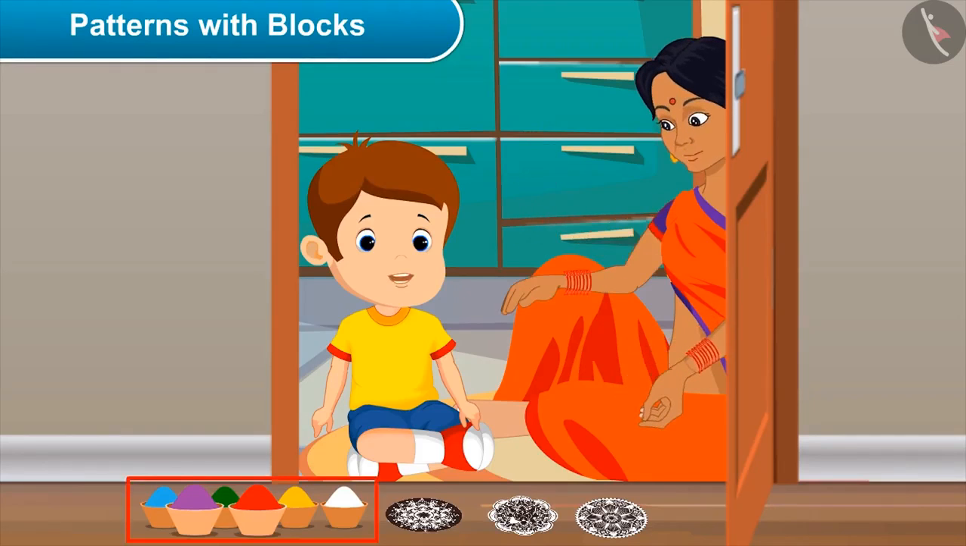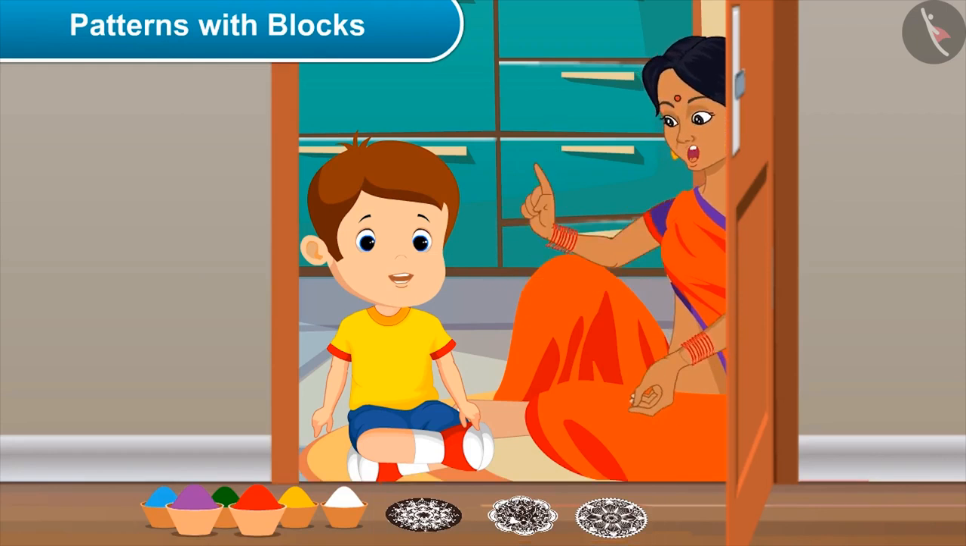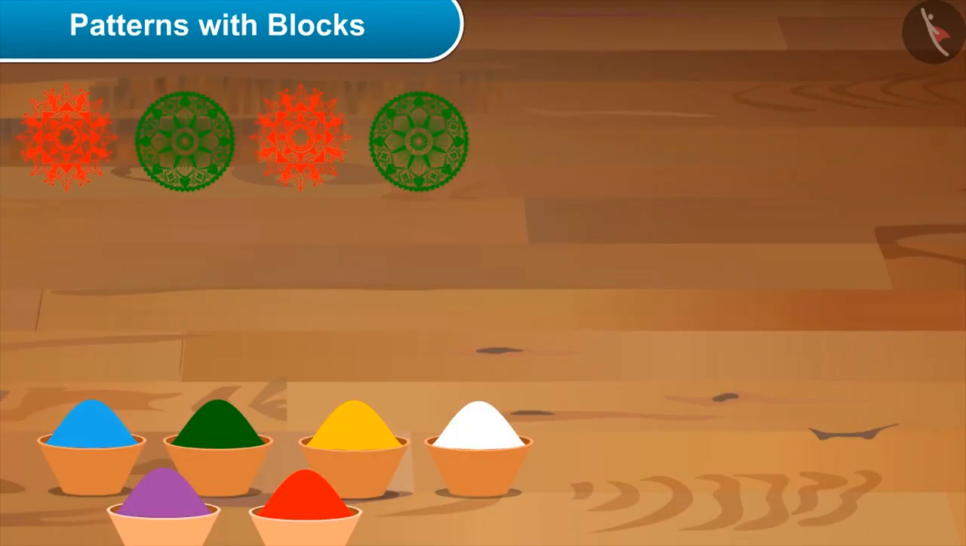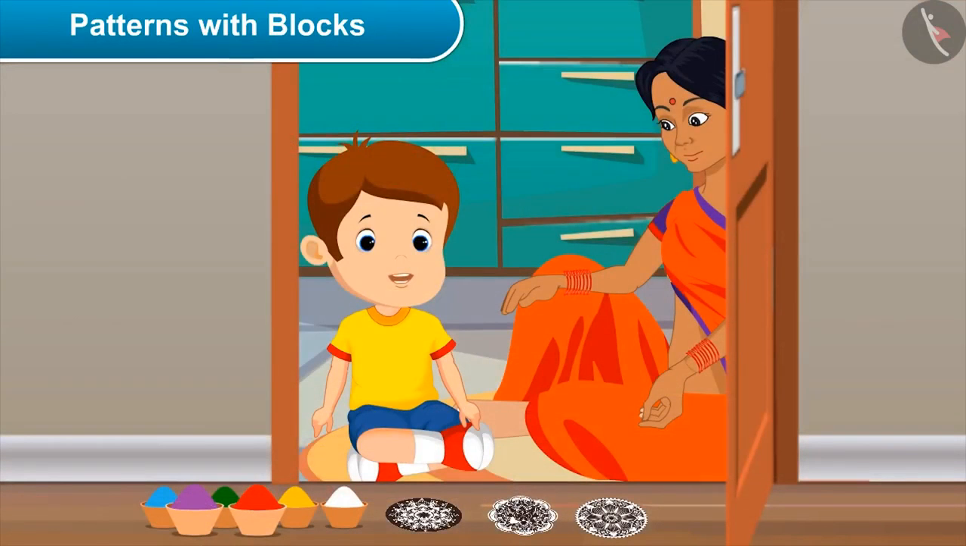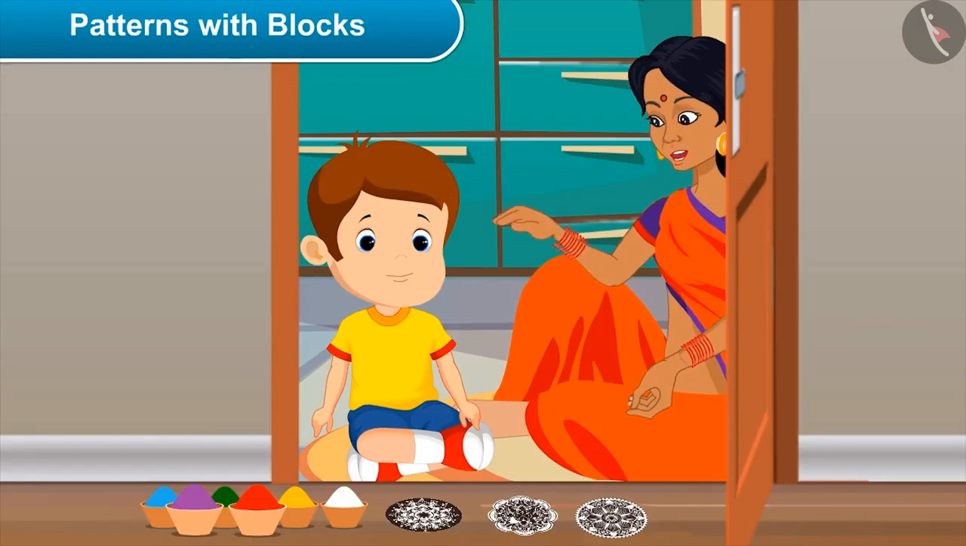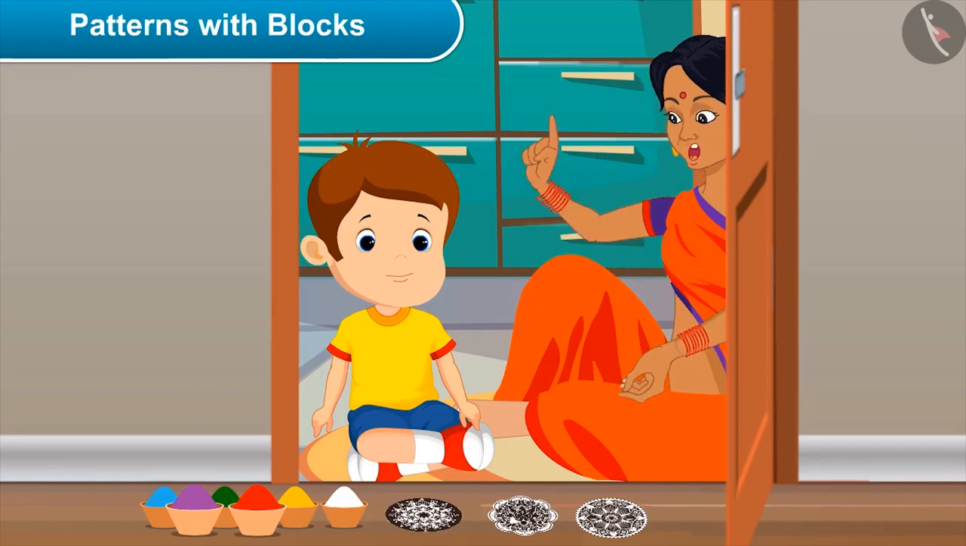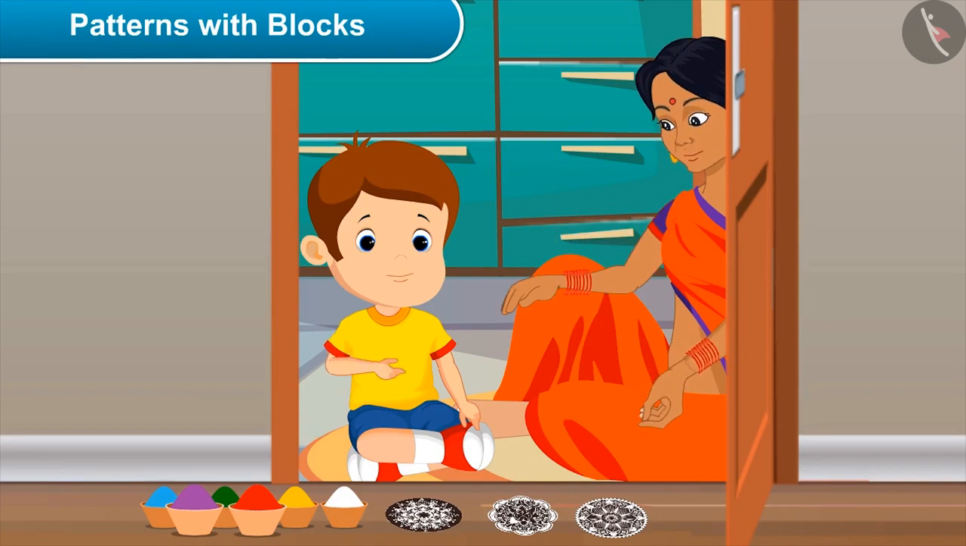See, these are some blocks and colors. By applying colors on these blocks, we can easily make beautiful patterns on the floor. Can I make two? Of course, let me make the first one. Then you follow it further. Yes, Mom.